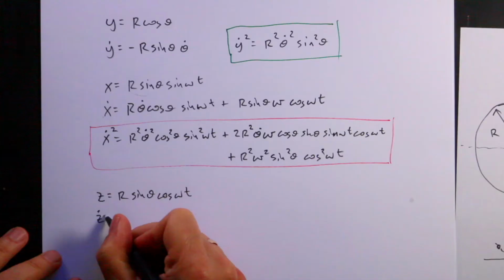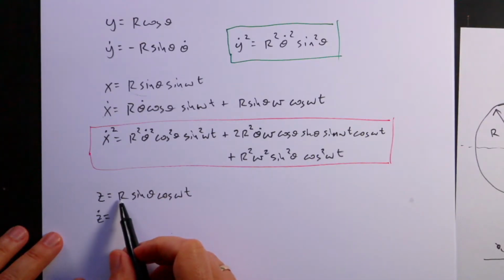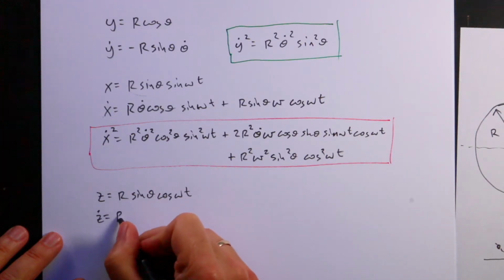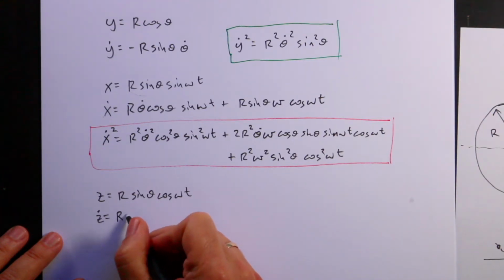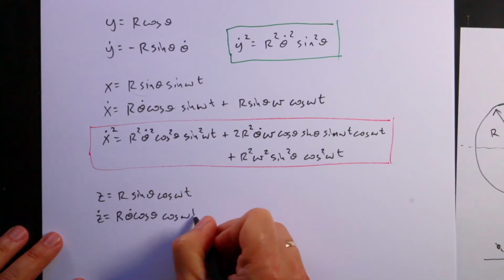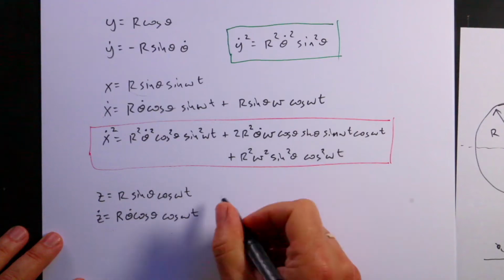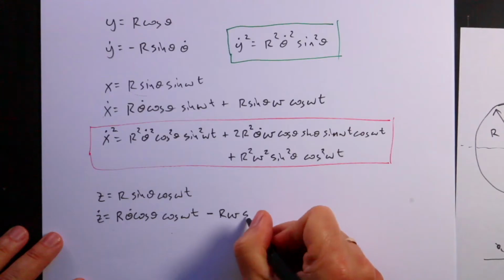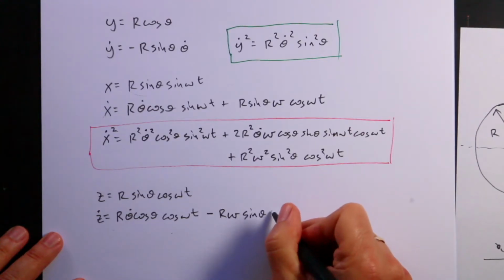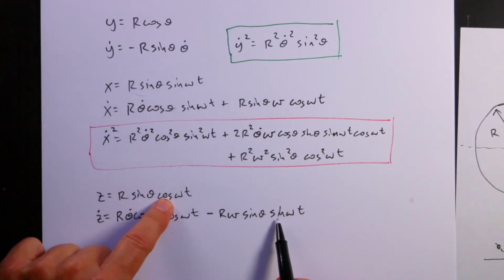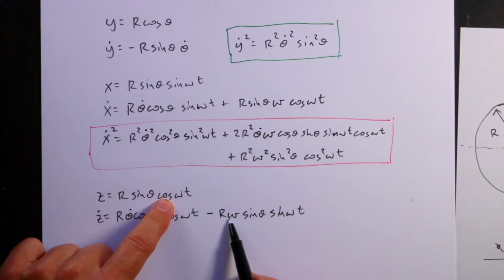z dot is going to be equal to, I have to take the derivative of this thing first, so I'm going to get r theta dot cosine theta multiplied by that cosine omega t. And then I have to take the derivative of the other part, so I'm going to get minus r omega sine theta sine omega t. Right? Because I took the derivative of cosine omega t, I get negative sine omega t, and then I have the derivative of omega t as omega. That's what I get right there.